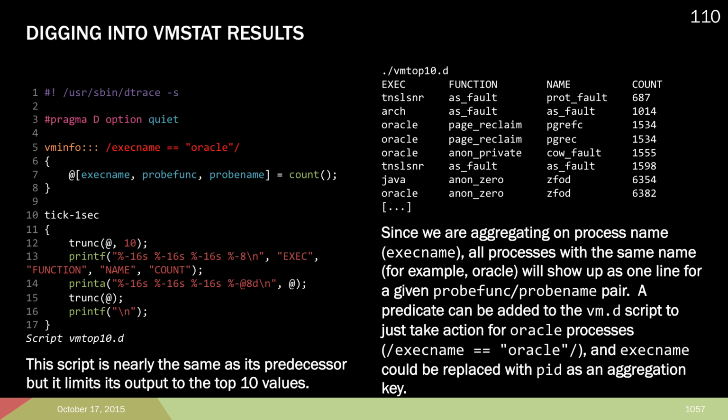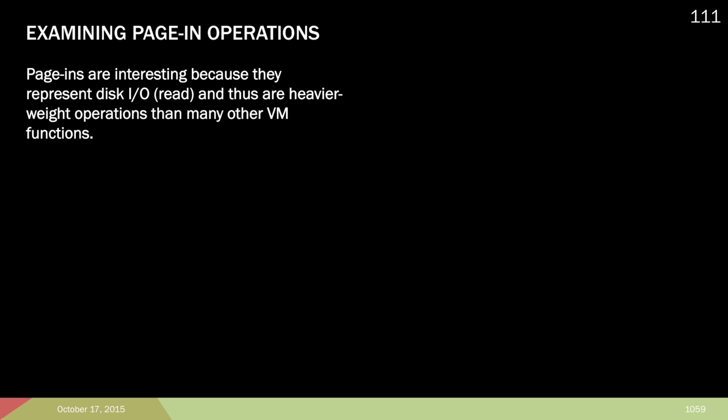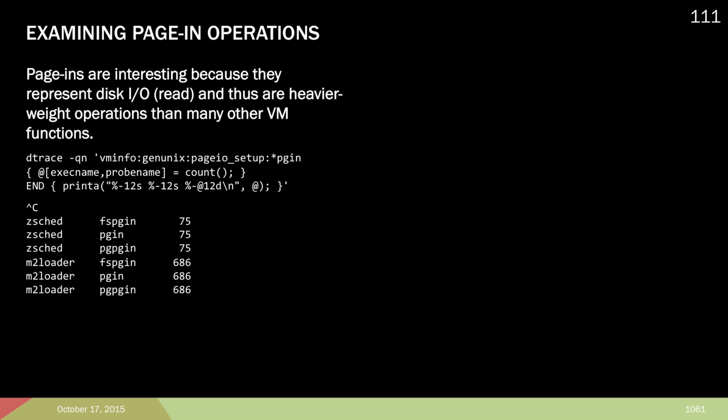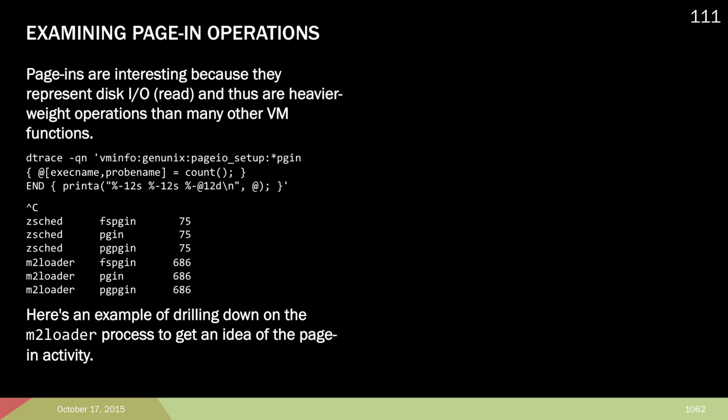A predicate can be added to the vm.d script to just take action for Oracle processes: exec name equals Oracle. An exec name could be replaced with PID as an aggregation key. Page-ins are interesting because they represent disk I/O reads and are thus heavier weight operations than many other VM functions. Let's look at an example of drilling down on the m2loader to get an idea of the page-in activity.